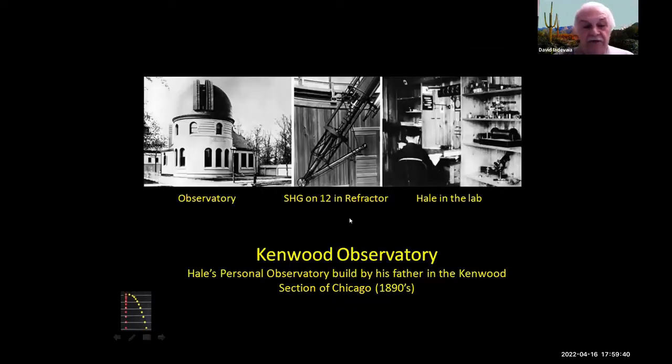He did most of his work at Kenwood Observatory, which was his private observatory built by his father in the Kenwood section of Chicago in the 1890s. This is what his observatory looked like. This is his spectroheliograph on the 12-inch refractor, which was here. And there's Hale in the laboratory.